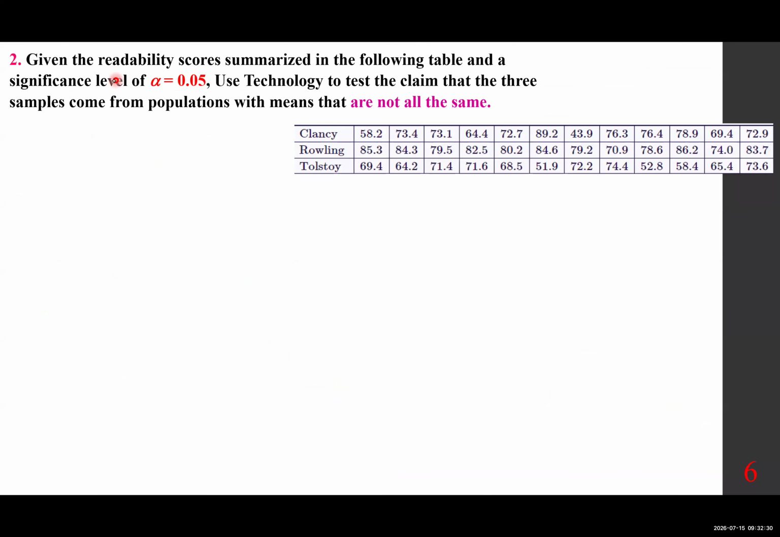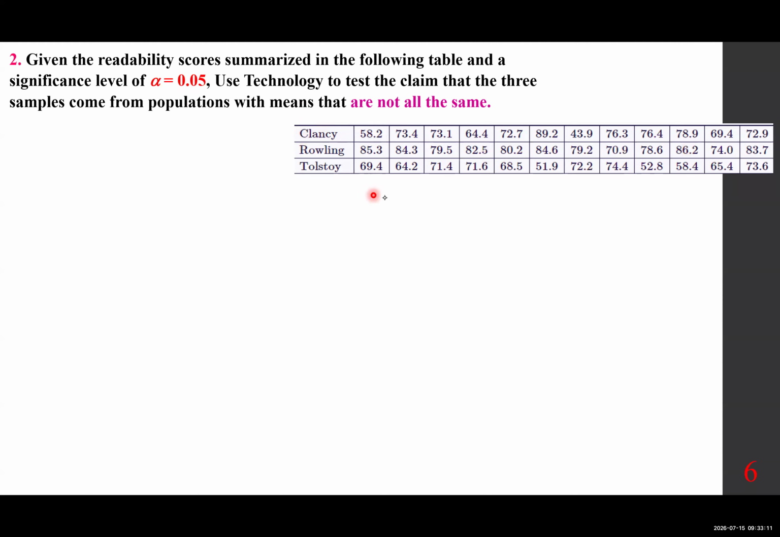Given readability scores summarized in the following table and a significance level of alpha equals 0.05. By the way, when you do the research yourself and you need the alpha, on a normal basis, everybody uses 0.05 unless you're dealing with something like medicine and so forth. Then you make it tighter, like 0.01. Use technology to test the claim that the three samples come from populations with means that are not all the same. So the point I'm trying to make, in some cases, alpha may not be given.